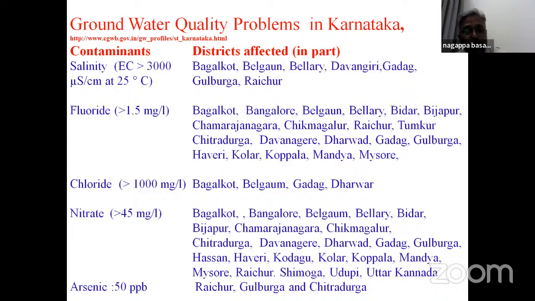Almost all the districts. Arsenic problem: Raichur, Gulbarga, and Chitradurga. Arsenic is generally associated with gold ore. They are extracting gold, and arsenic they are throwing out as slag, as a slurry. Then finally, arsenic is dissolving in water. When it rains, it is percolating and reaching the water column of the borewell. In 3 districts, we noticed arsenic content.